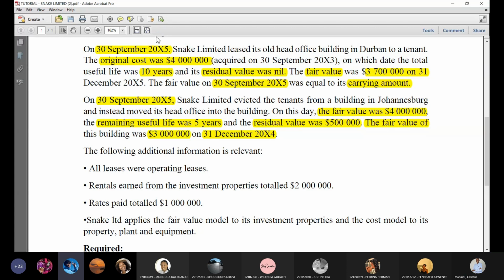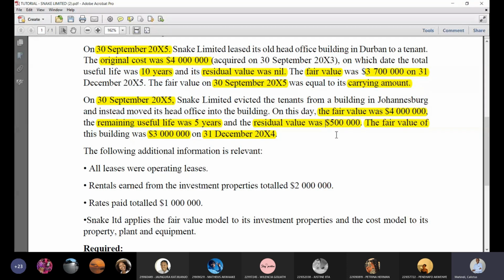You said on the 30th of September 20x5 there's a change in ownership from investment property. You said from PPE to investment property. Yes, exactly. Sorry, that was my mistake. It was investment. It's a change of use from investment property to PPE, because there were tenants renting it out and now Snake Limited moved into the building.